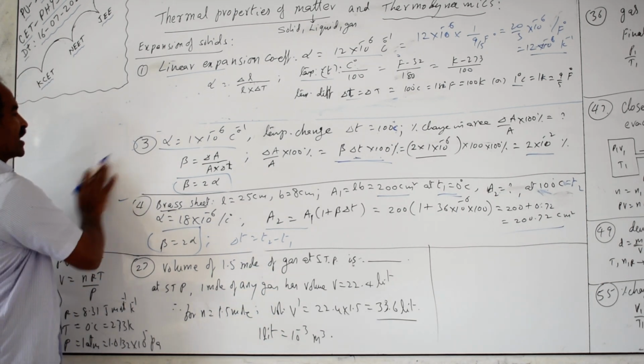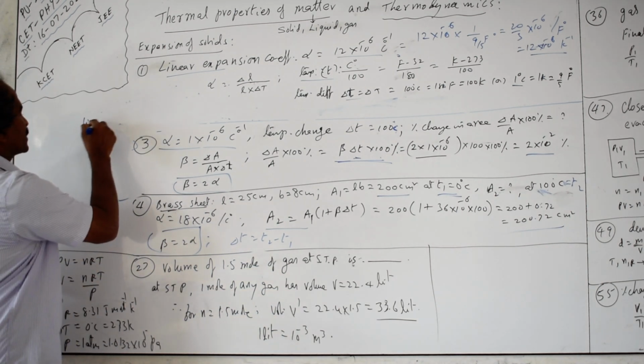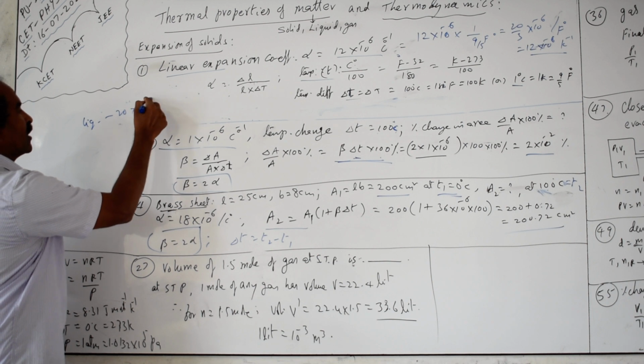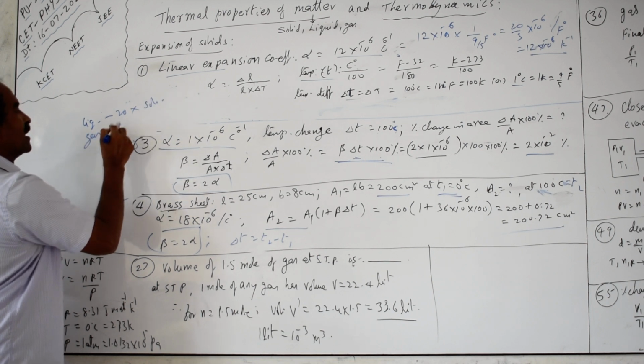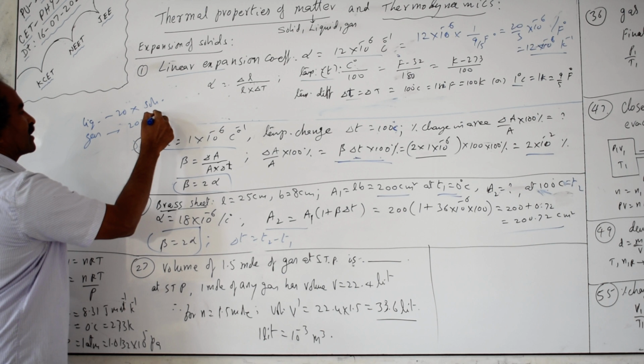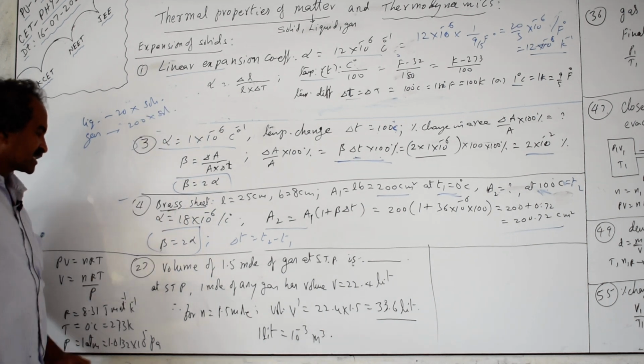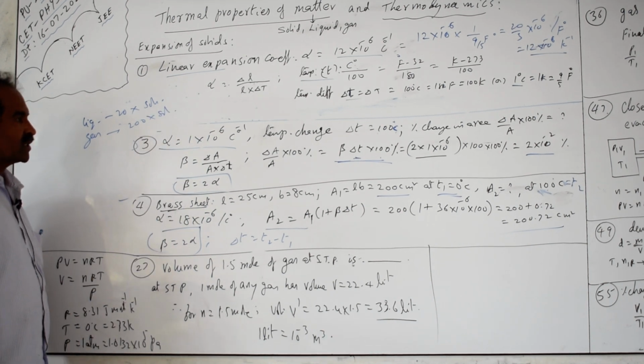Solid expansion is very small compared to liquids. Liquids expand 20 times more than solids, whereas gases on heating expand 200 times more than solids and liquids. Gas expansion is very high compared to that of solids and liquids.